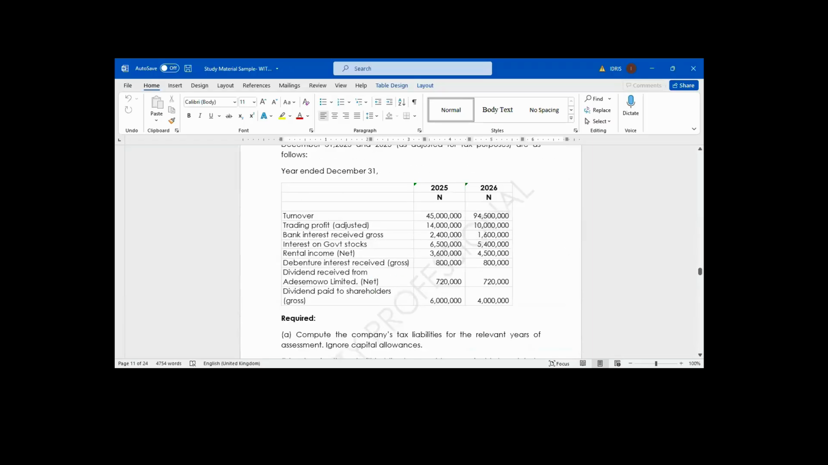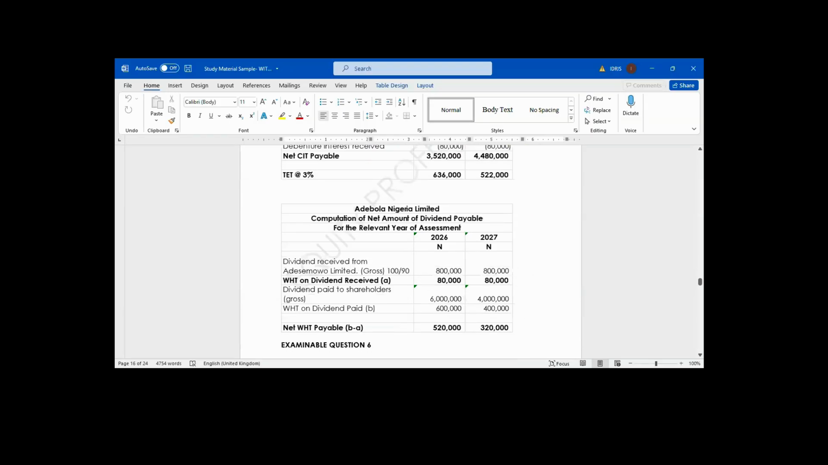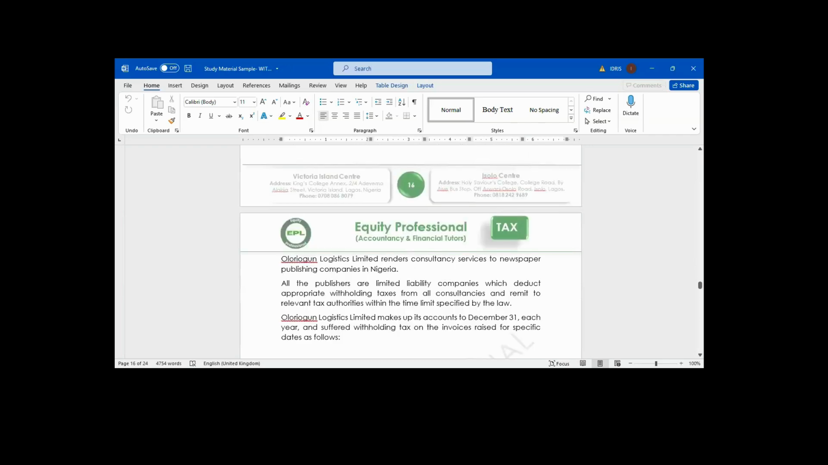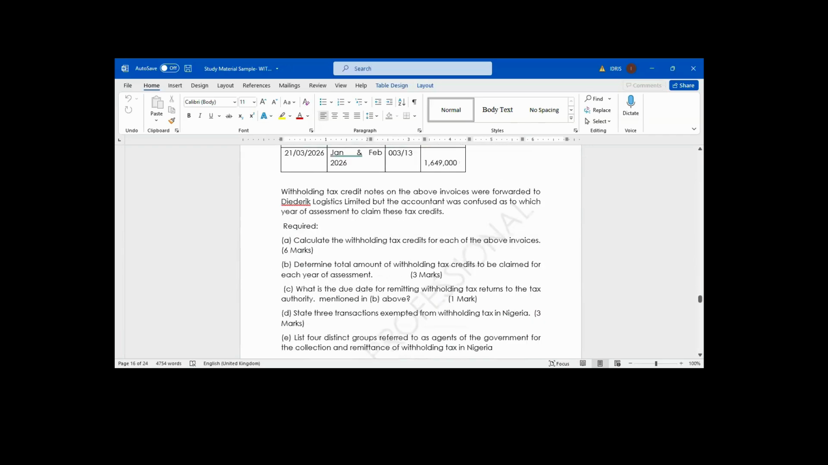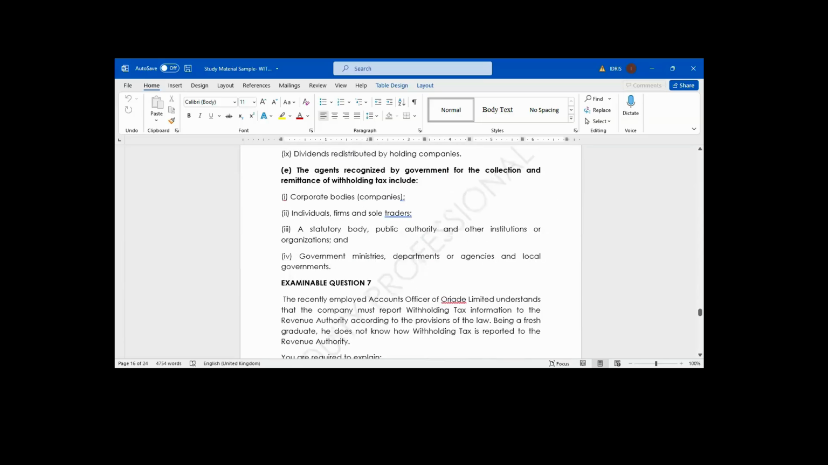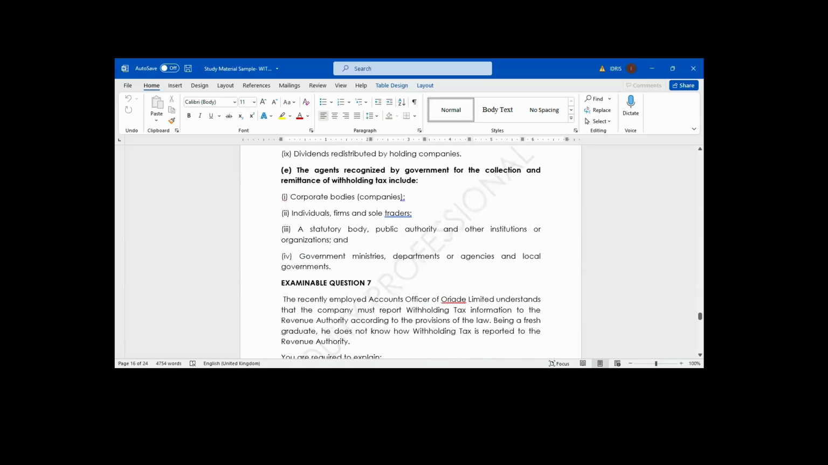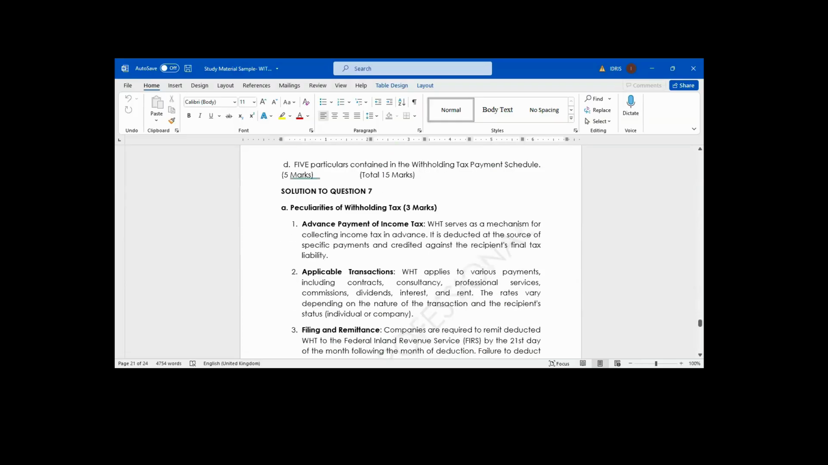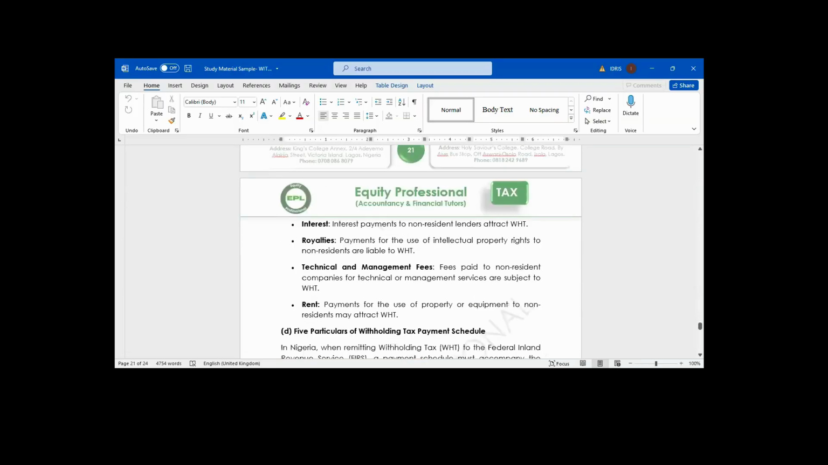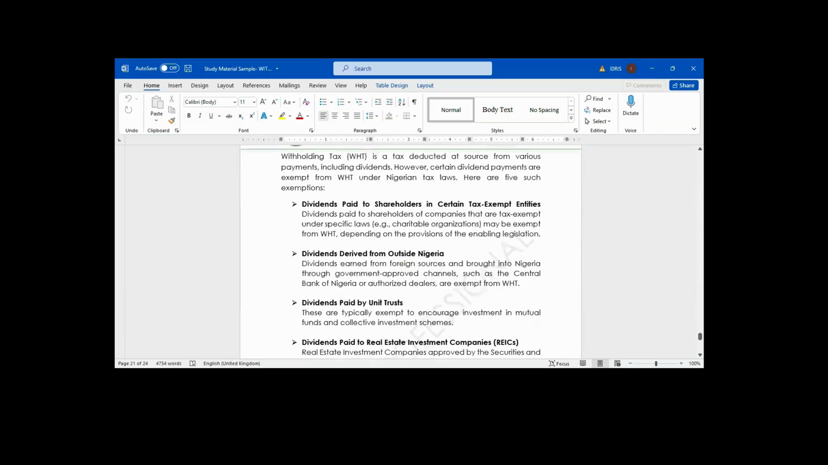Sir, please, what is the difference between a company and a firm? A firm is a business name, while a company is a limited liability entity. Do you understand? Yes, sir. No.